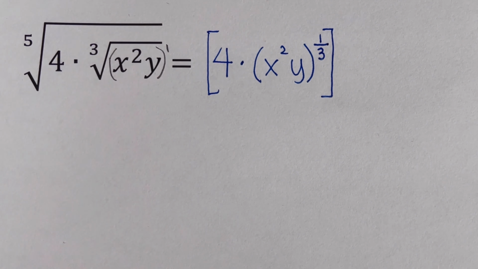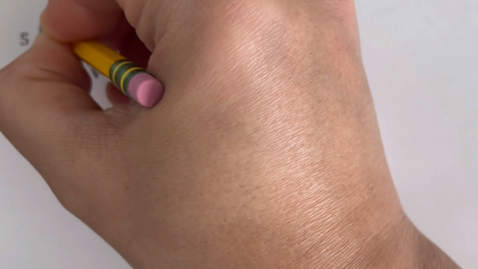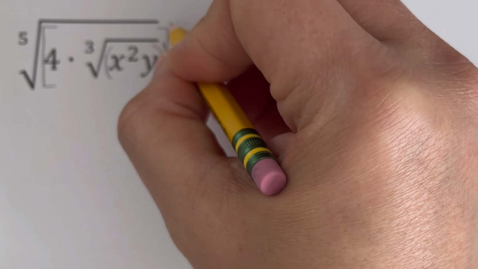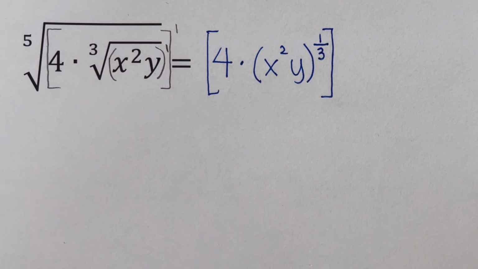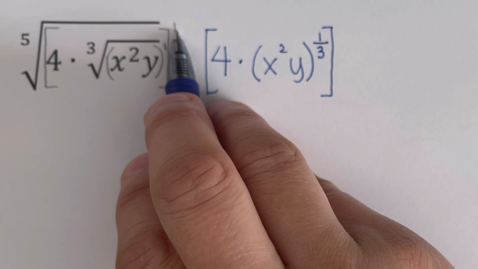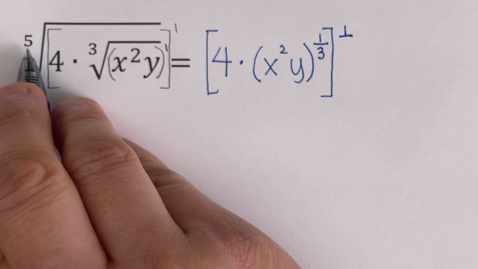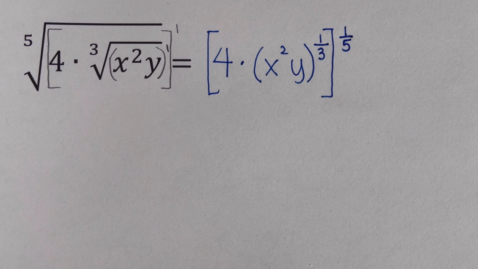Now we remember that this whole thing here is the radicand of the 5th root. So that means this is raised to the power 1. And so this whole thing here will be raised to the power 1, which is the exponent of the radicand, 1 over 5, which is the index. So this is how we simplify a nested radical expression.